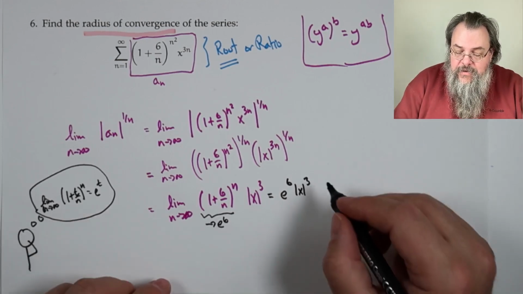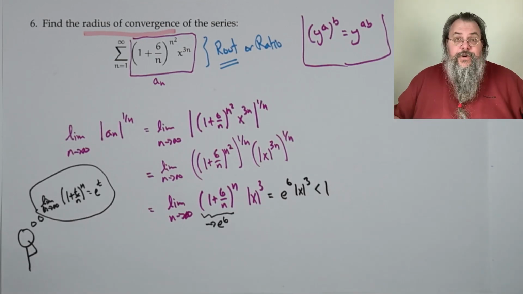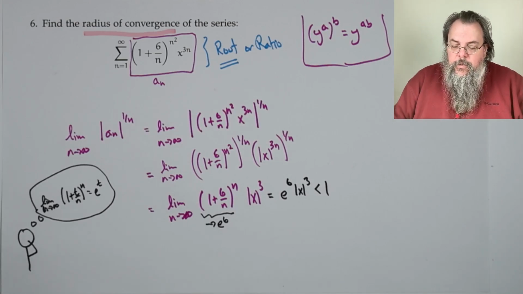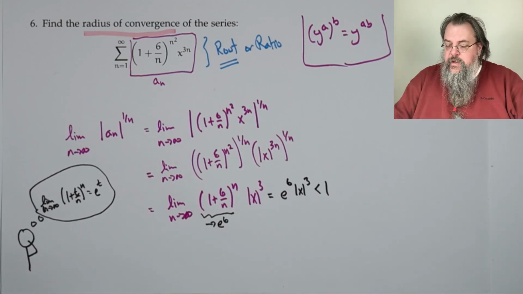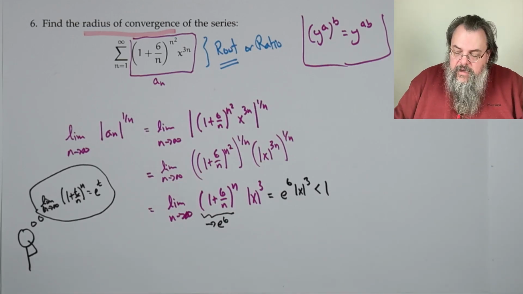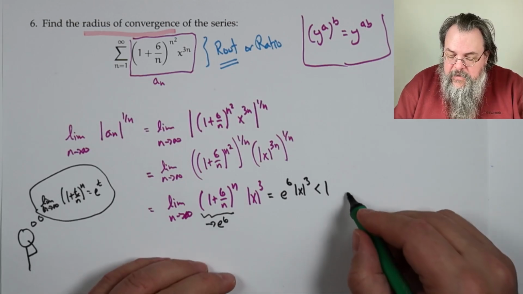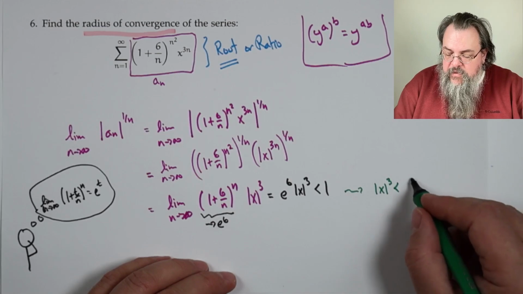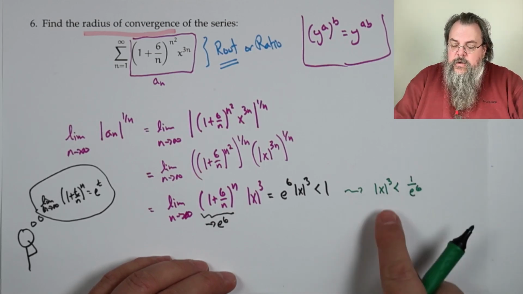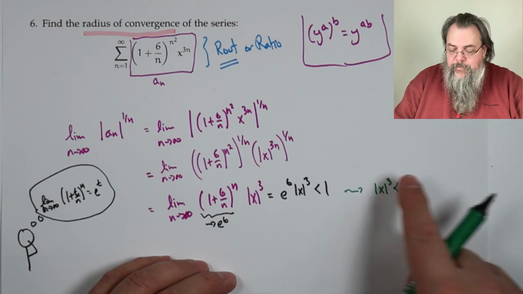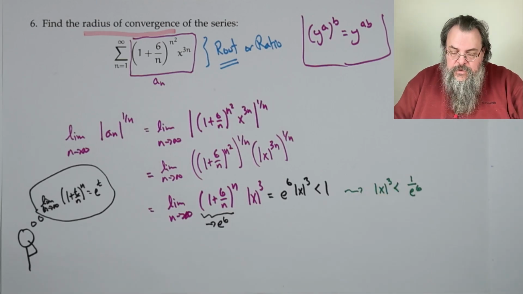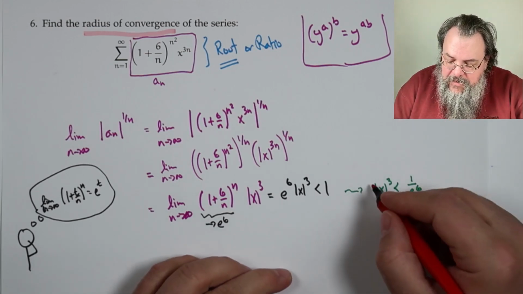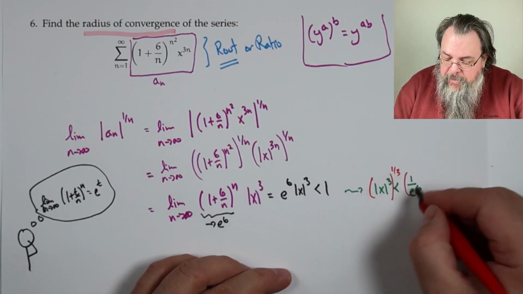And remember, this needs to be less than 1, because our goal is that this converges, and so our radius of convergence comes from this. Well, we can move things across, and we say, all right, this is the same as the absolute value of x cubed less than 1 over e to the 6, downstairs. And we don't want that cubed. We want to get rid of it. So what we'll do is we'll take the cube root of both sides, the 1/3 power.